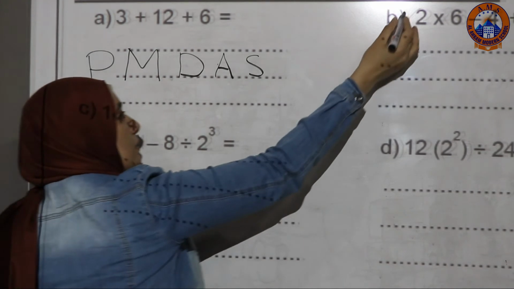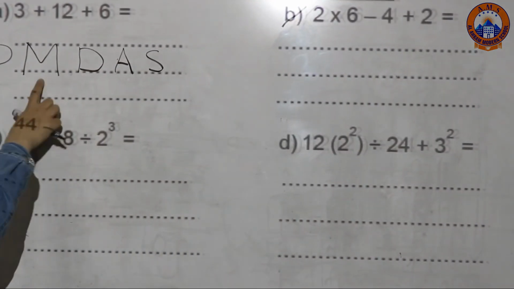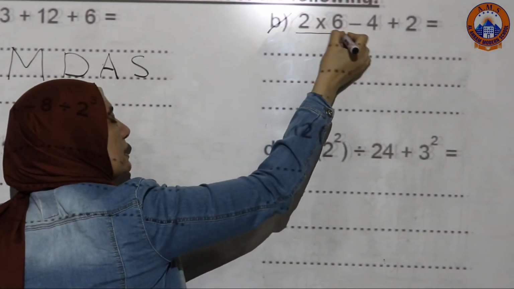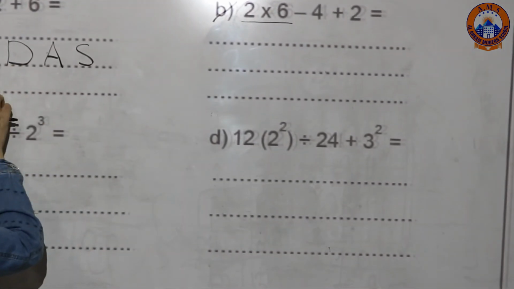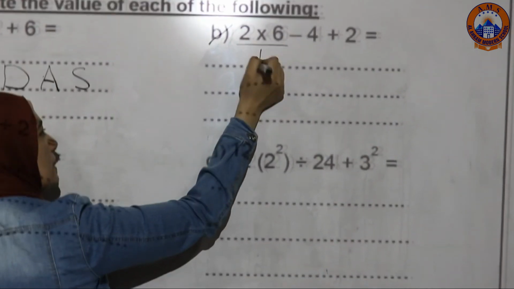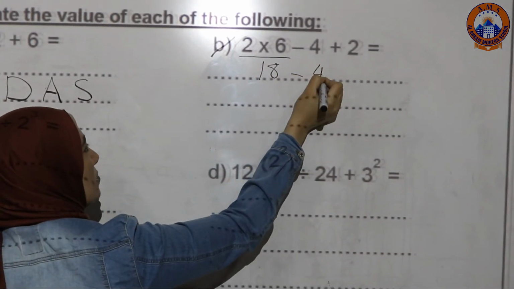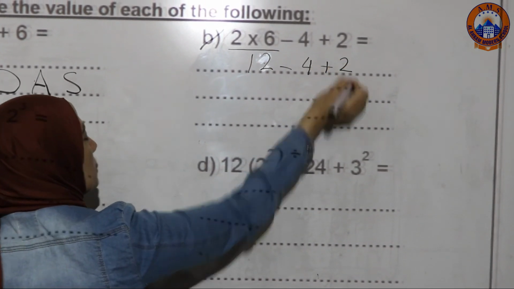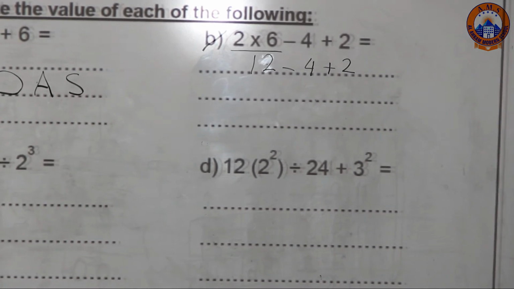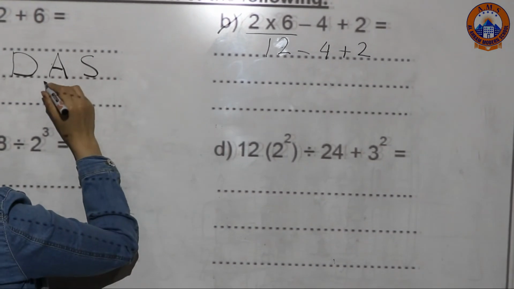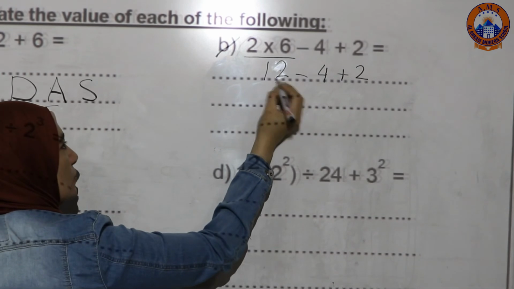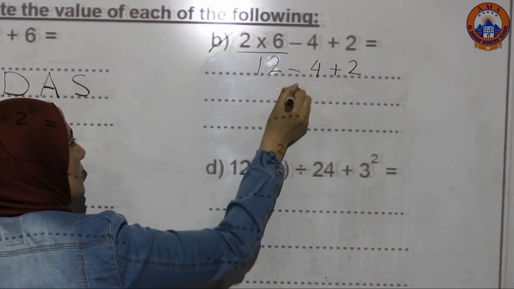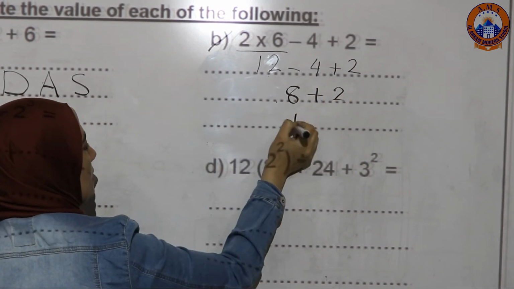Exercise number B, we will start by this operation. 2 times 6, multiplying first, so 2 times 6 equals 12, and this will be 12 minus 4 plus 2, and then you will do, yes, you will do adding. 12 minus 4 equals 8, plus 2, and this will be 10.